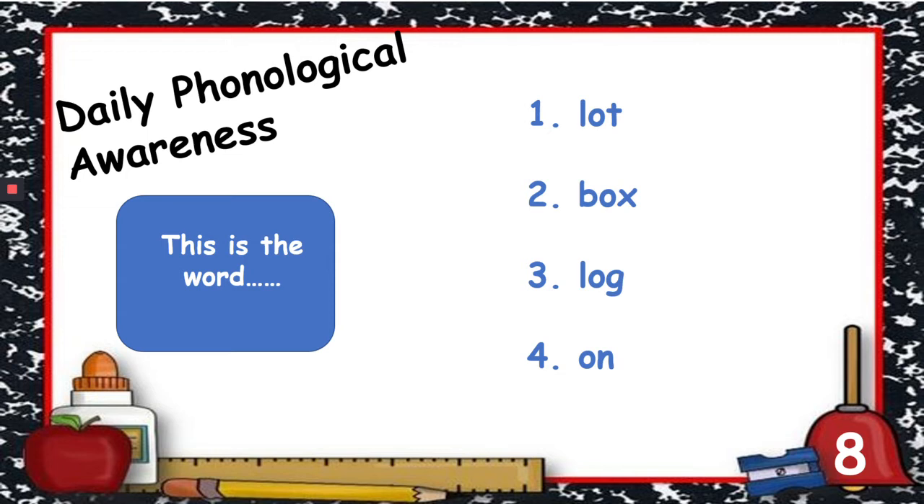Now let's do number 4. The O makes the ah sound. The N makes the n sound. So, ah, n. What word do you get? If you said on, you are correct. Good job.